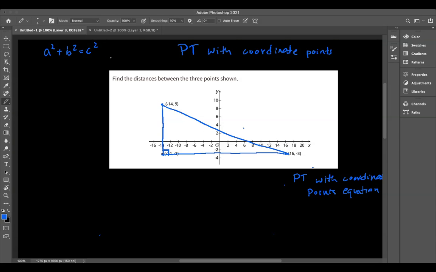What we're going to do is look at this do now question I did, and we're going to find the distances between the 3 points shown, and that's really going to unveil to us how to determine the Pythagorean theorem with the coordinate points. So let's look at the first one.